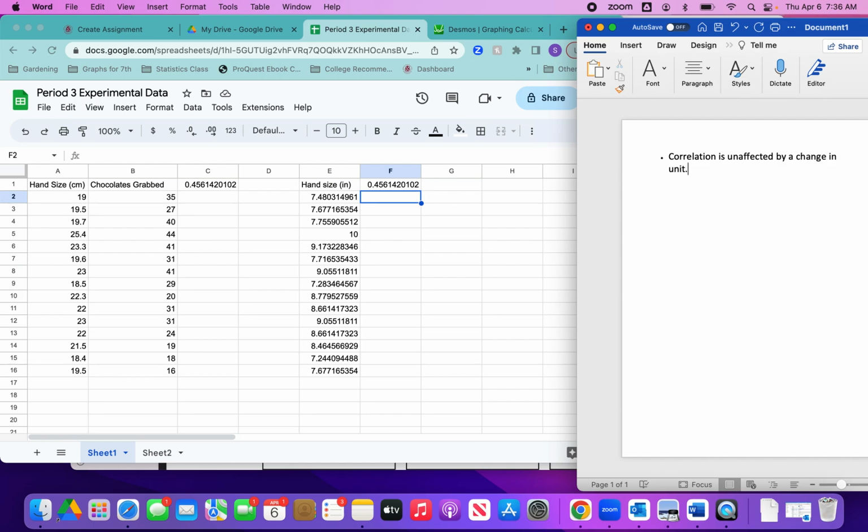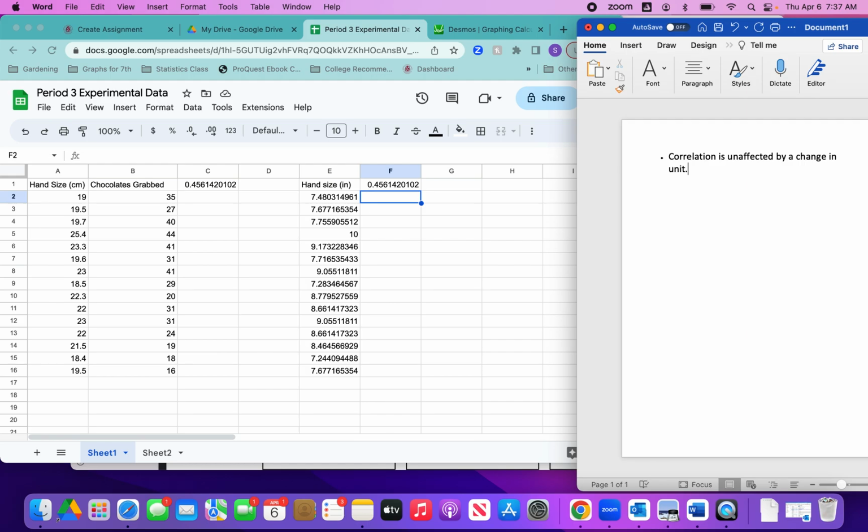Now, we could consider some kind of change in unit where it's not a linear transformation, and I guess that would mess with it. But if you're converting units, centimeters to inches, pounds to kilograms, seconds to minutes, minutes to hours, any of the normal conversions that you would actually make in real life, correlation is unaffected. As long as it's a linear transformation, which just means multiplying by constants or adding or subtracting constants, correlation is unaffected.